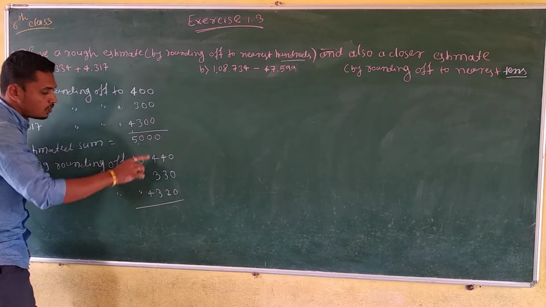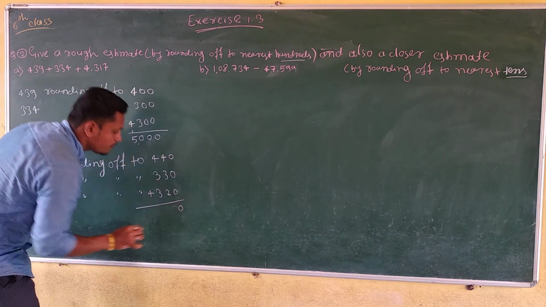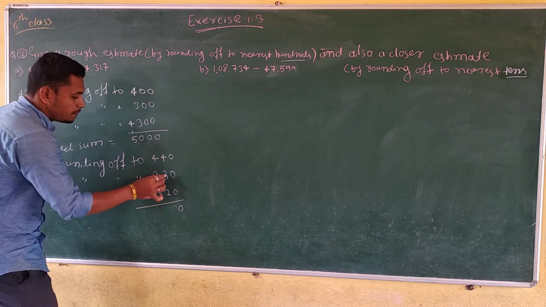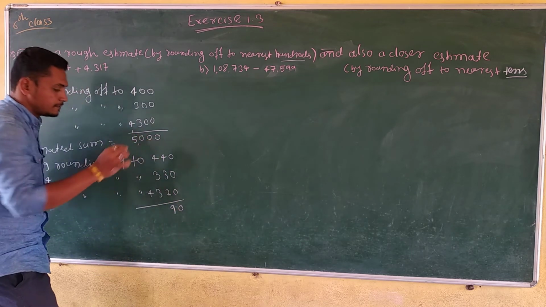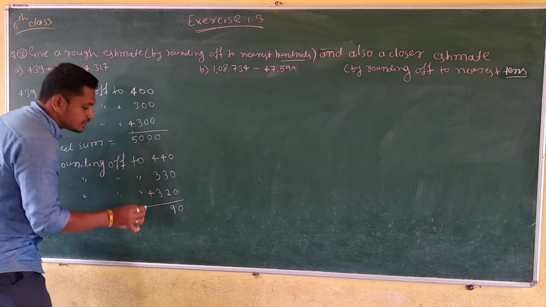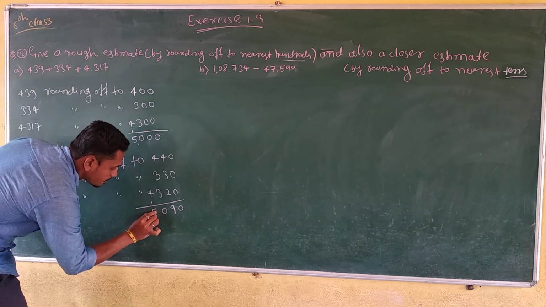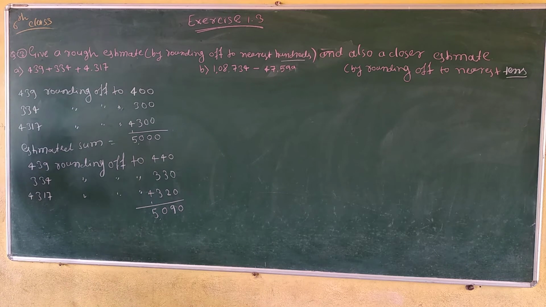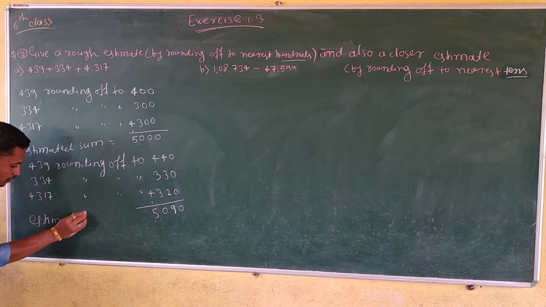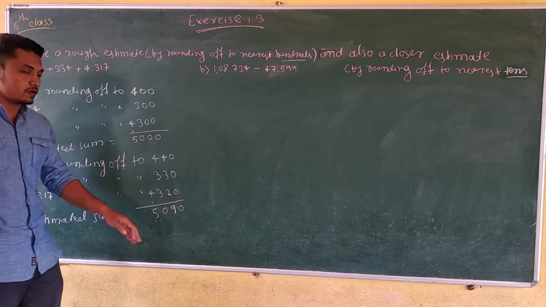Is it right? So now we have to add all three numbers. 0 plus 0 plus 0, 0. And next 4 plus 3, 7. 7 plus 2, 9. Next 4 plus 3, 7. 7 plus 3, 10. So 0 here and take carry. And 4 plus 1, 5. 5,090. Is it right? This is the estimated sum. The estimated sum is equal to 5,090.